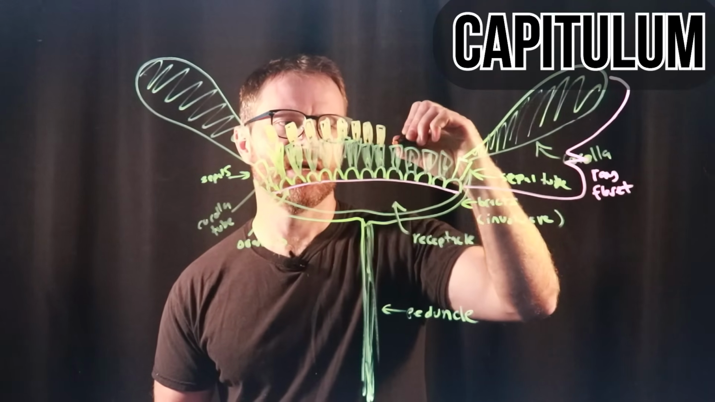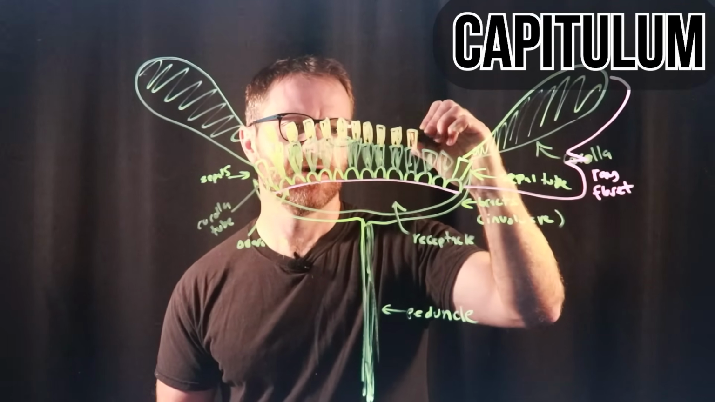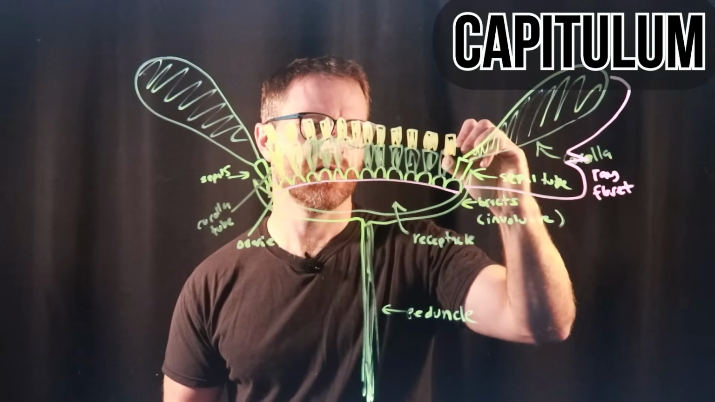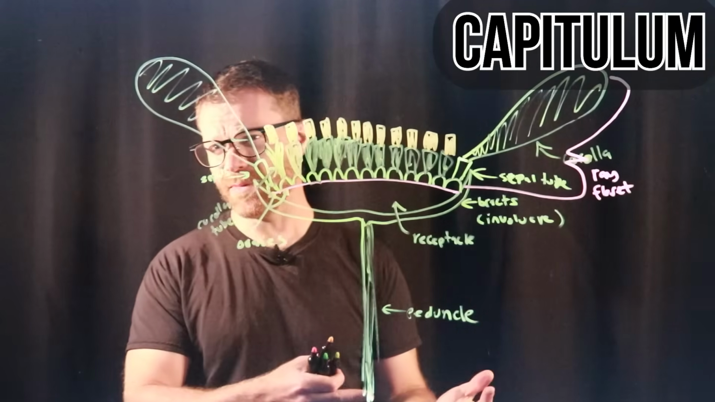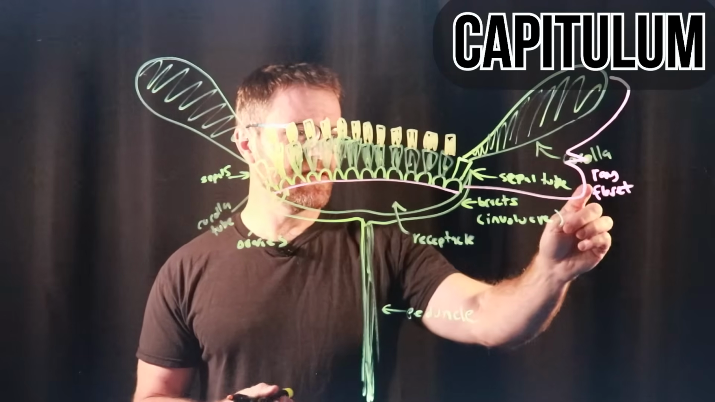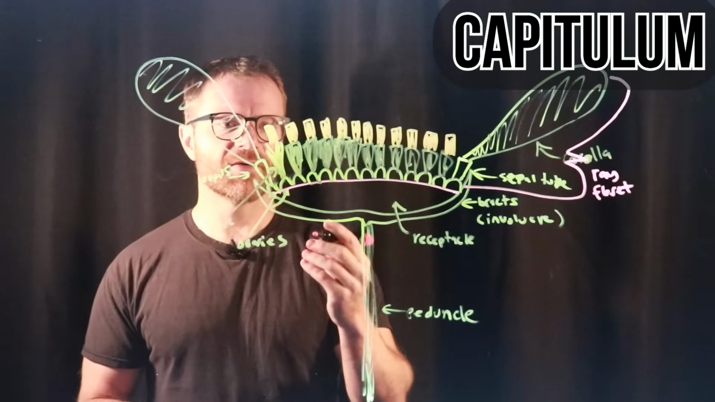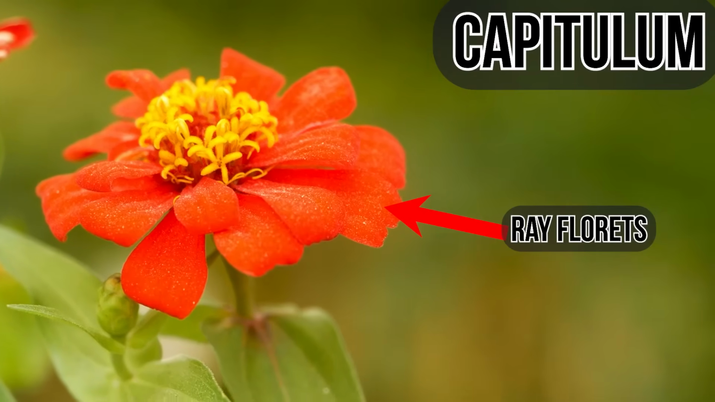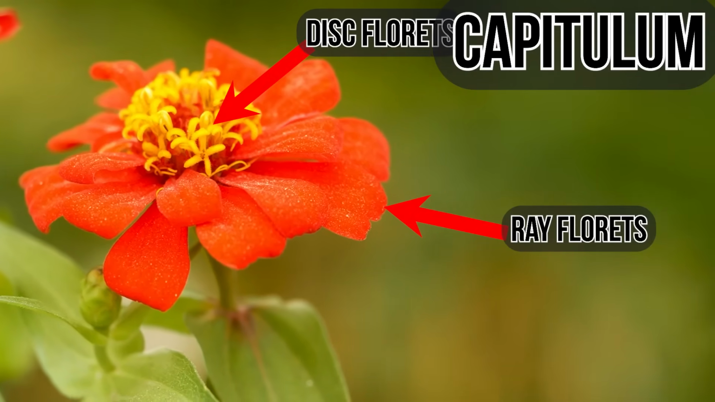Now typically, these middle flowers have both male and female parts. They're hermaphroditic, they have both stamens and carpels. And just like these outer ray flowers, these middle flowers have their own name. We call them disc flowers.